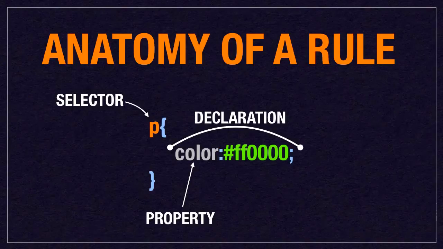And then you have a colon. So it's property, colon, and then value. So what am I changing it to? So in this case, I'm changing the color property of a P element to the value FF0000, which, if you didn't know, in hex value is essentially red. And then at the end, we have a semicolon.